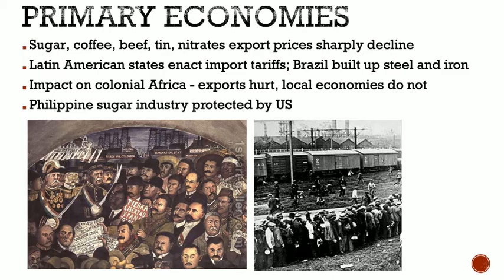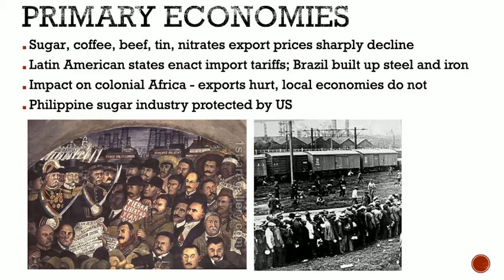Brazil begins to build up its steel and iron. In colonial Africa, it hurts the export economy, but local economies are not impacted, because what people are buying and selling in the towns where they live has nothing to do with what they're producing for the Europeans, because they're not industrialized. So those economies are not as heavily hit.